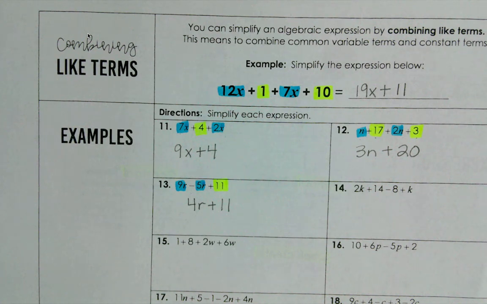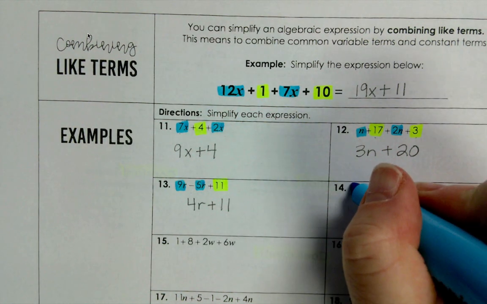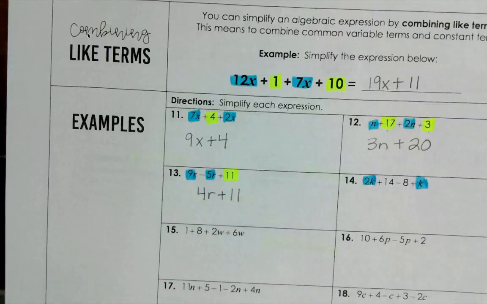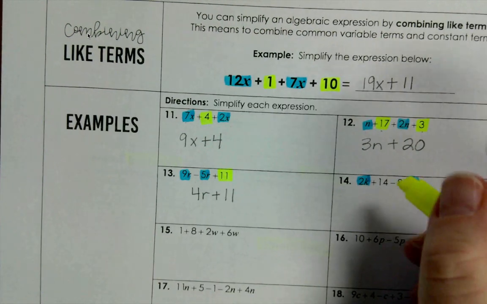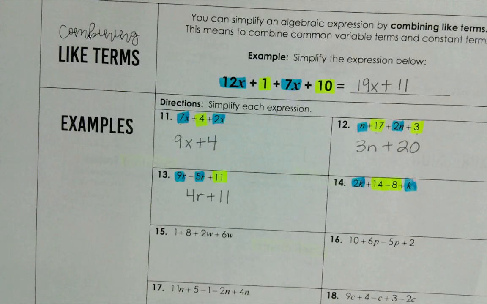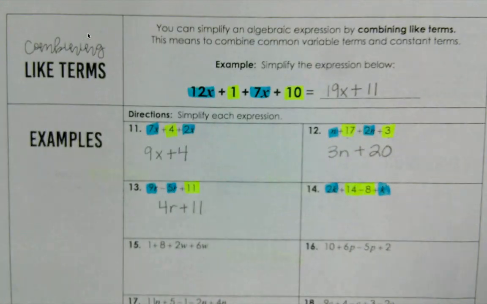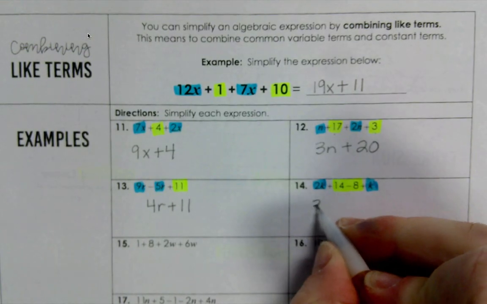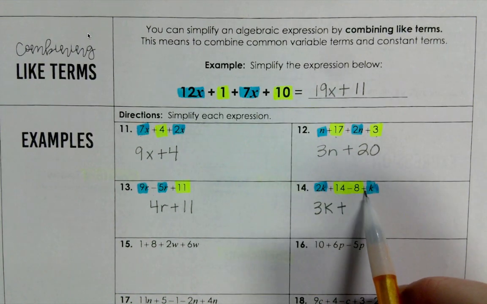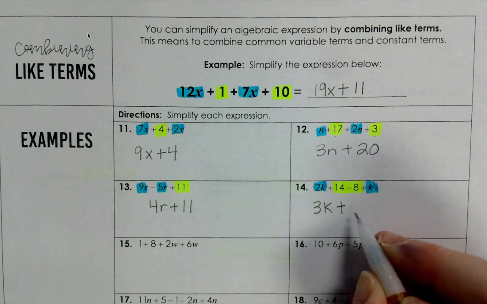Next one, I have 2k and a k. Okay. Then I have constant 14 and 8. And I'm going to highlight that together so you can see this is 14 minus 8. So I have 2 k's and I add one more. I've got 3 k's plus I have 14 minus 8, which is 6.